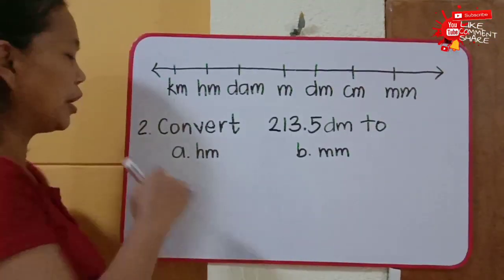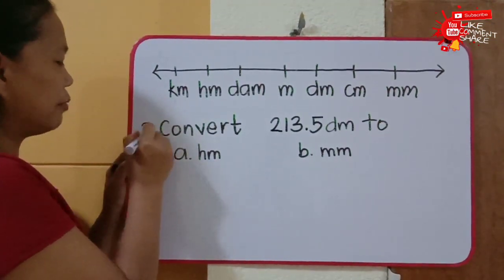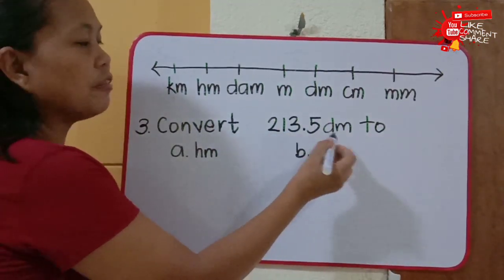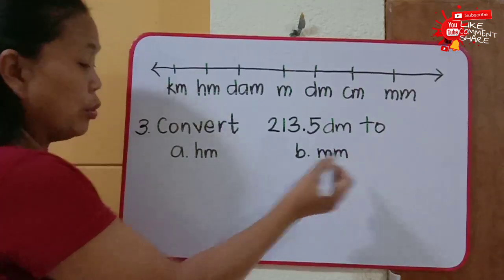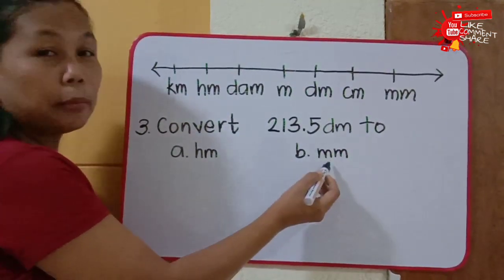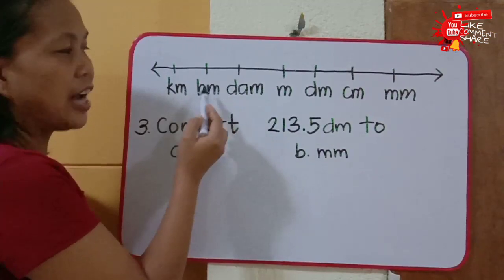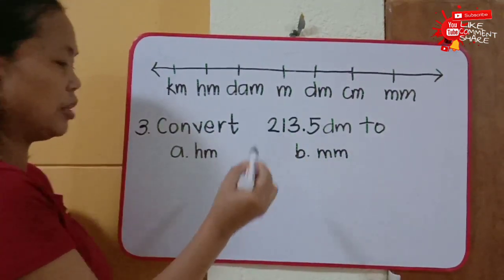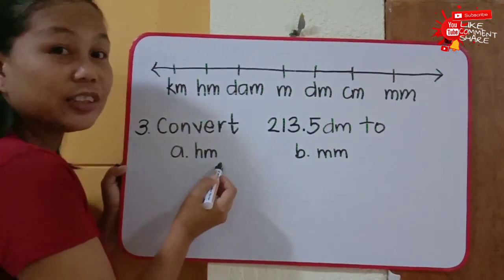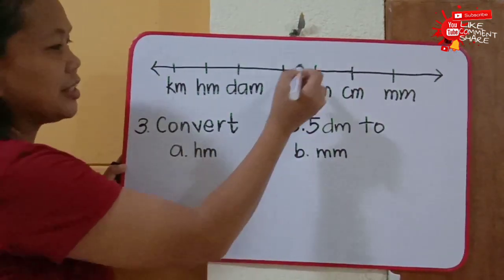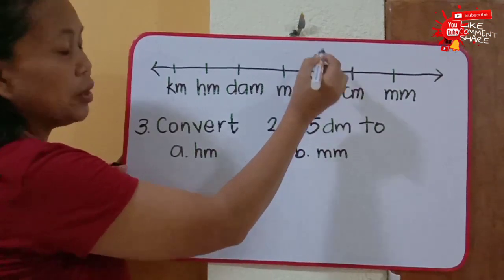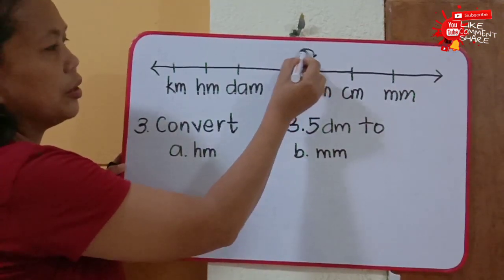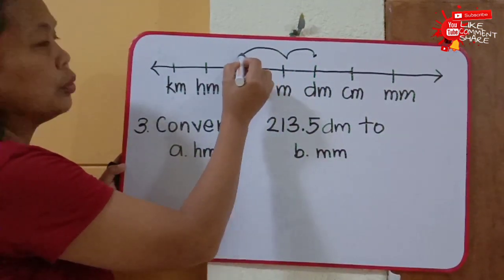Let us have our third example. Convert 213.5 decimeters to hectometers and millimeters. Using our metric converter, let us convert 213.5 decimeters. Let's start with hectometer. From decimeter, let us count the number of movements of the decimal point to hectometers. So we have here 1, 2, 3.